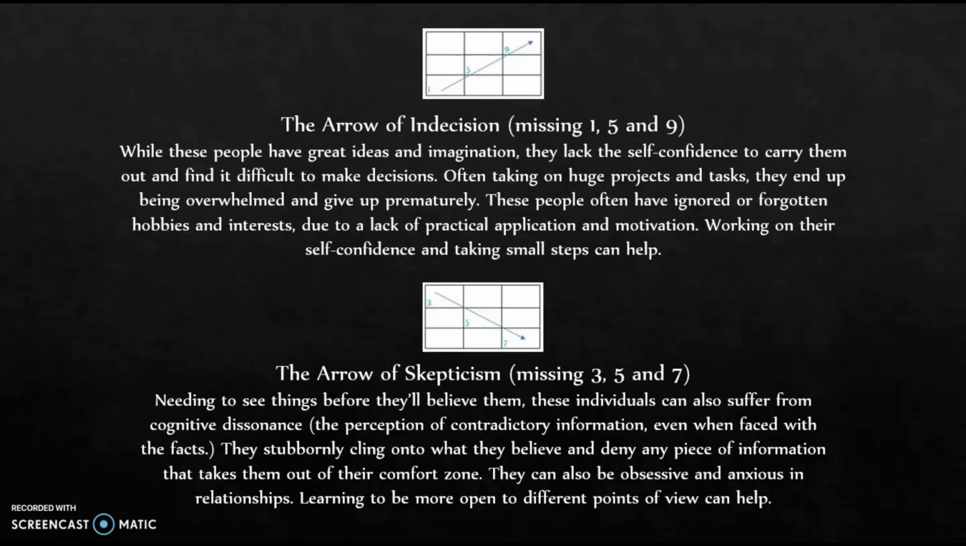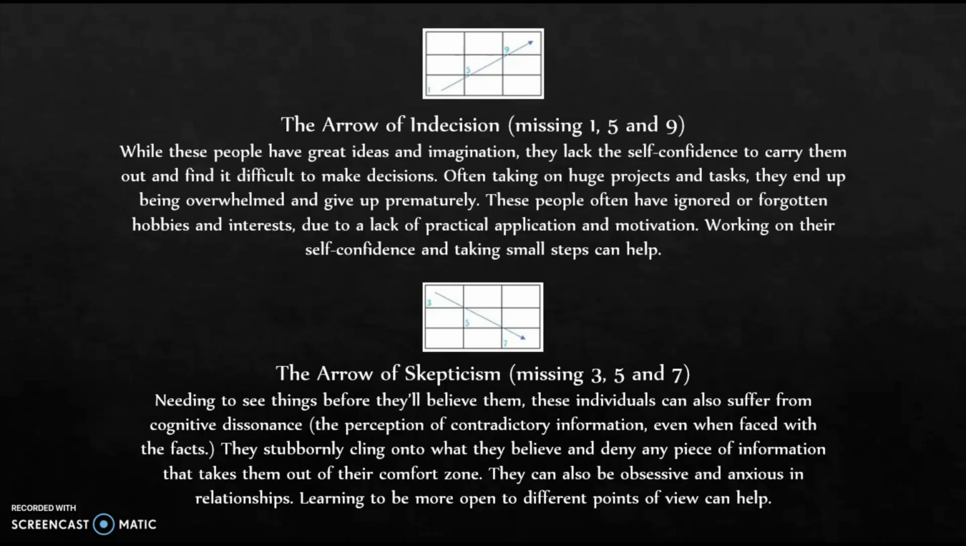The arrow of indecision, missing 1, 5 and 9. While these people have great ideas and imagination, they lack the self-confidence to carry them out and find it difficult to make decisions. Often taking on huge projects and tasks, they end up being overwhelmed and give up prematurely. These people have ignored or forgotten hobbies and interests due to a lack of practical application and motivation. Working on their self-confidence and taking small steps can help.